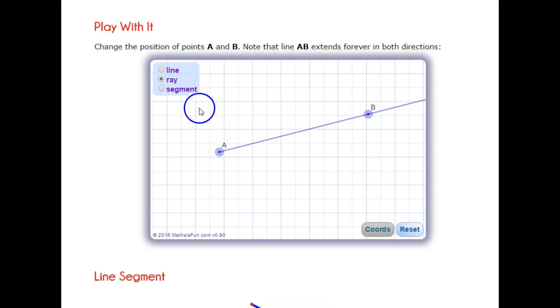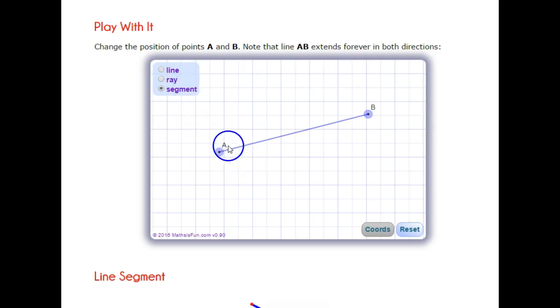So the next thing we want to go over is rays. When we're talking about rays, notice the difference between the line and the ray. This other half that was going on infinitely is now gone. We have an endpoint and one part of the line that extends forever. So that's the difference between the line and ray. Think about the ray being half of the line in a sense.